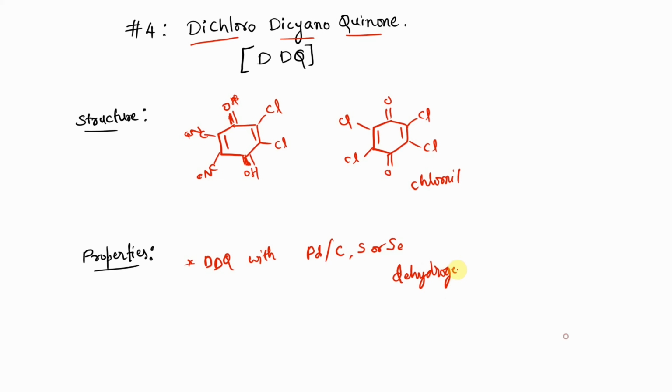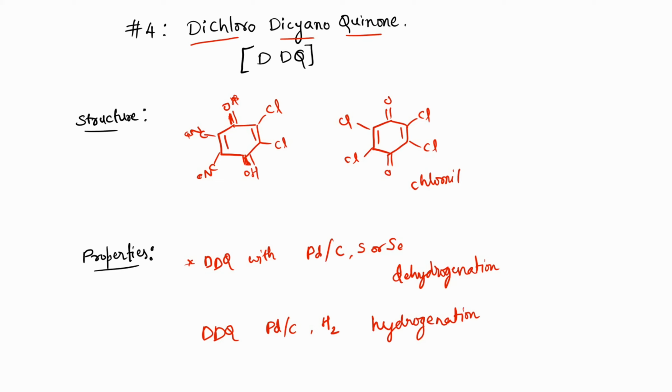But if you use DDQ with just Pd and C, palladium and carbon, in presence of a molecule of hydrogen, it carries out a hydrogenation process. Since we are donating more hydrogen in terms of molecules, DDQ acquires a molecule of hydrogen for itself, and it also further reduces the compound. So these are the properties of DDQ when you treat it with certain other substrates.